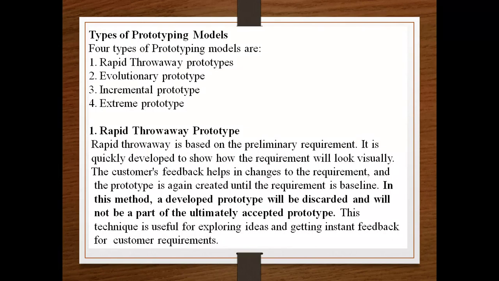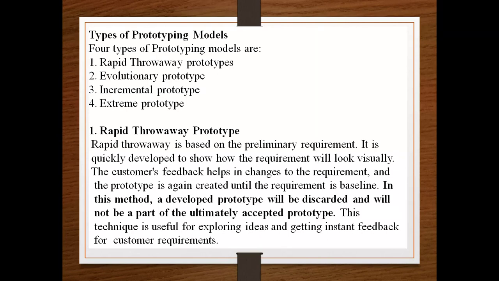Types of prototyping model. There are many types of prototyping model. Here we are going to see 4 prototypes. First is rapid throwaway prototype, evolutionary, incremental, and extreme prototype. Rapid throwaway is based on preliminary requirements, and it says that once you develop the prototype, you will discard it and it will not be used again. So that is rapid throwaway prototype, where you throw away your prototype and you don't use it again.